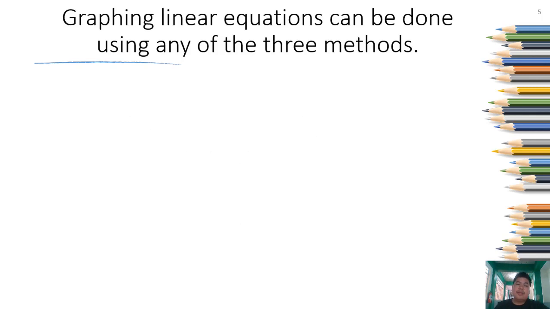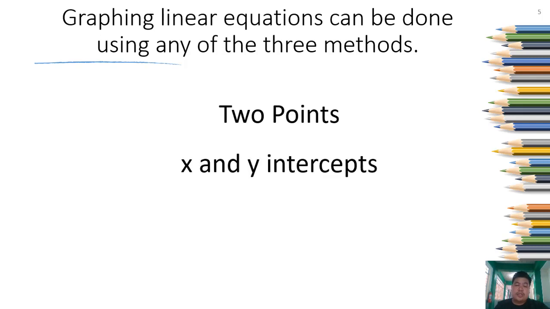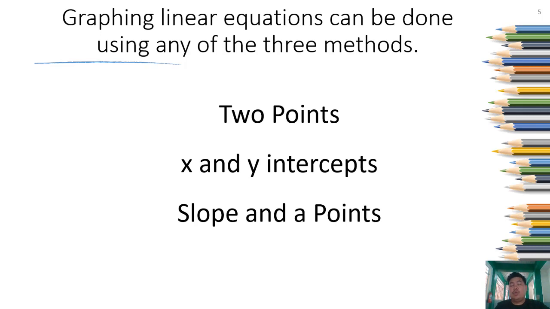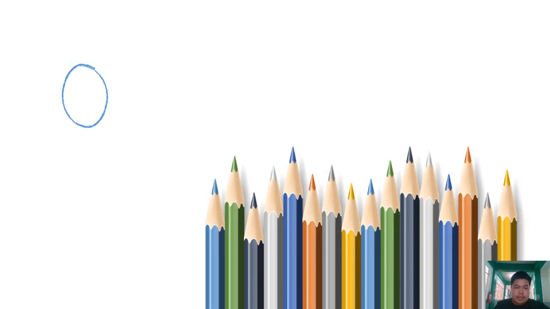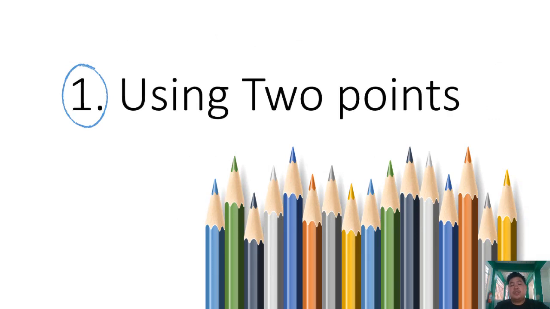Then, graphing a linear equation can be done using any of the three methods. First, using 2 points. Second, the x and y intercepts. And lastly, slope and a point. Now, let's try to identify first using 2 points.